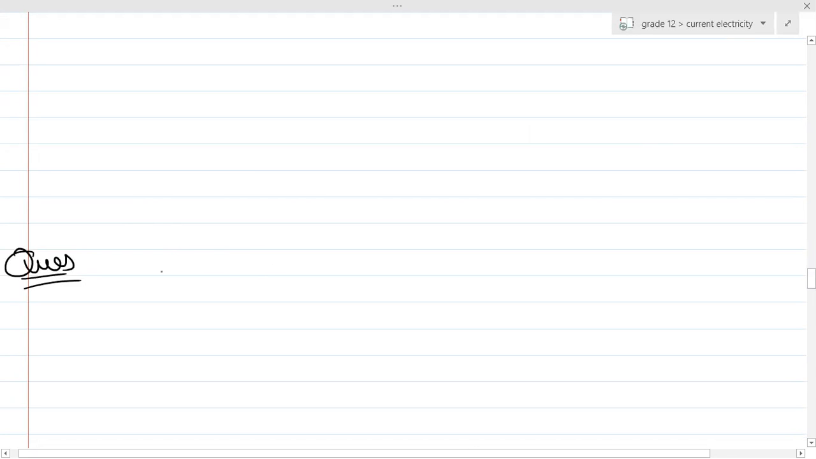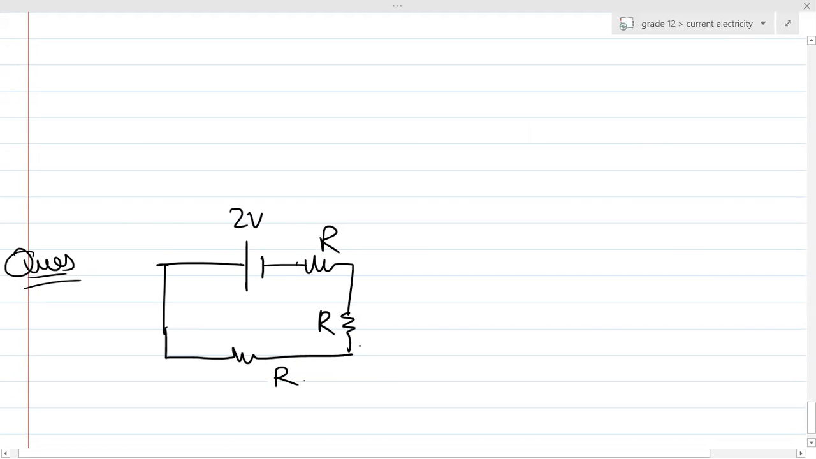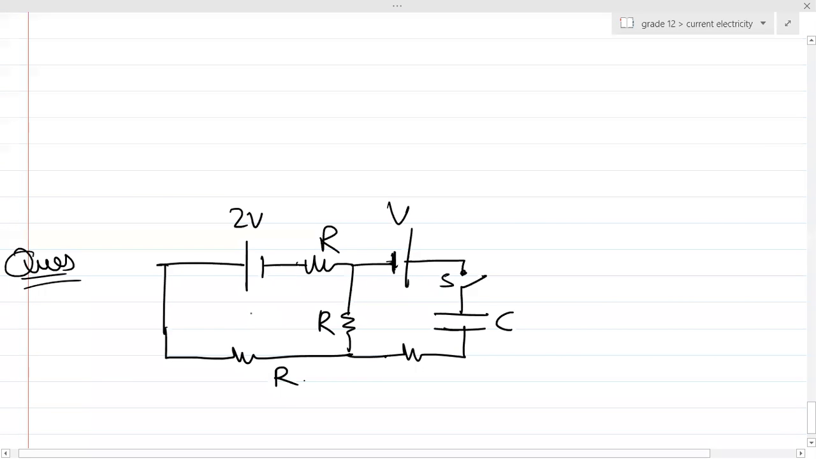Question. There is this 2-volt battery, R resistance, one more R over here, one more R over here, and then one more R over here, and one capacitor C. And there is this switch which will be closed at t equals to 0, and there is this V volt battery. So guys, can you see the circuit like this? You don't know what is the value of R.